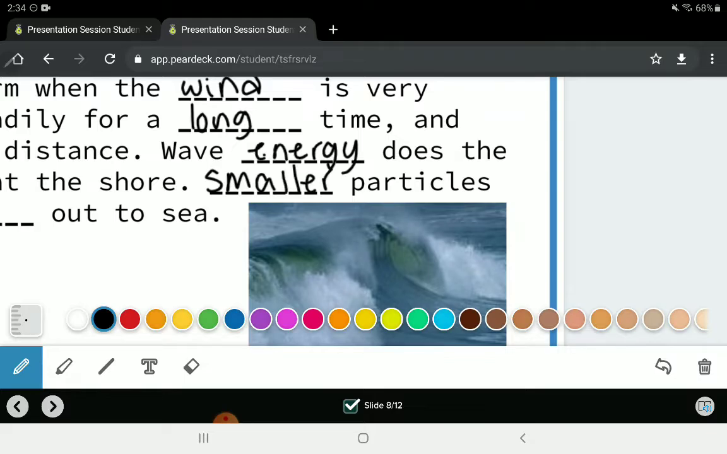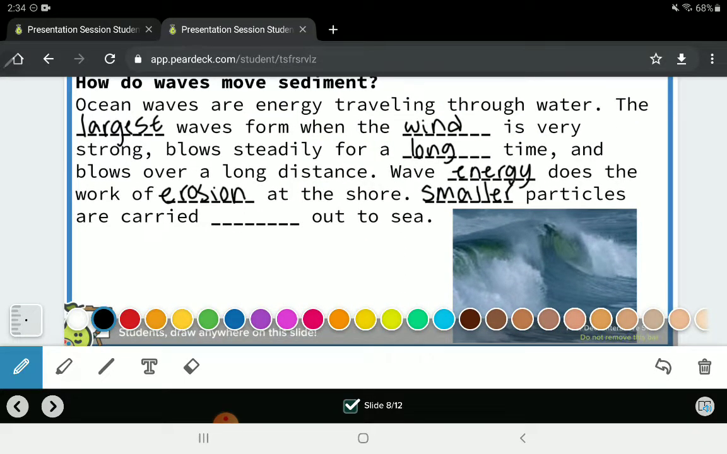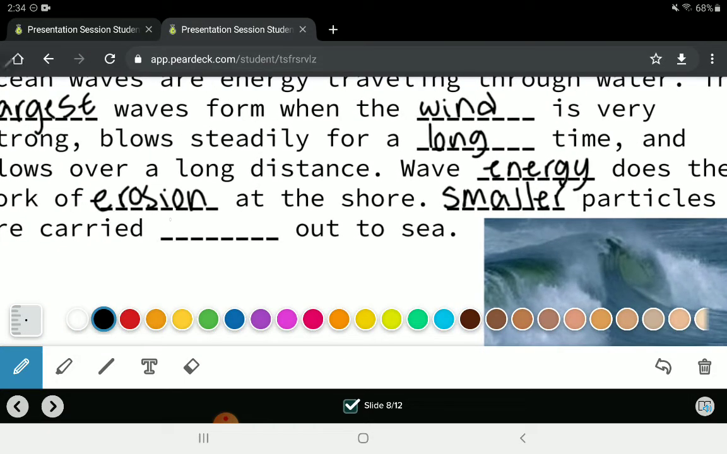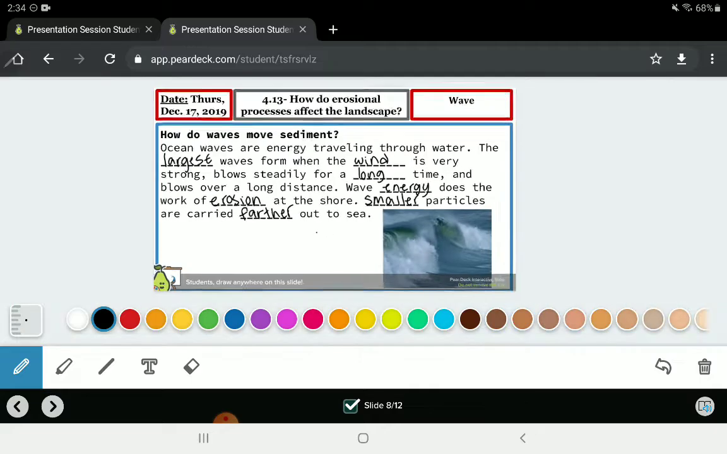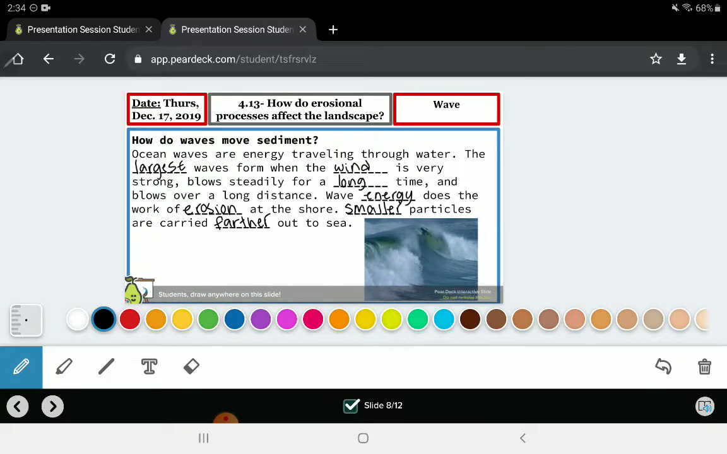So most sediments left on beaches are going to be quartz sand. Quartz sand is very difficult to erode and break down because it's hard. It has a Mohs hardness of 7. So most sand on the beaches is going to be quartz sand.